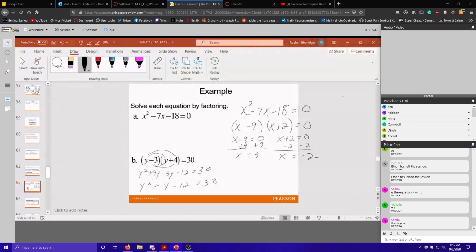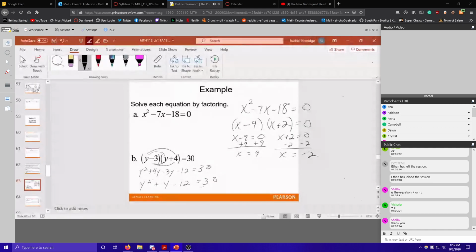So what I need to do is I need this thing equal to 0. So I need to subtract 30 from both sides. I can't solve by factoring unless it's equal to 0. So that's the first thing we learn about solving by factoring: the quadratic equation has to be equal to 0 before you can solve it. So I'm going to come over here and I have y squared plus y, and that's going to be minus 42. Now it's going to be equal to 0 because that's going to give me 0 right there.